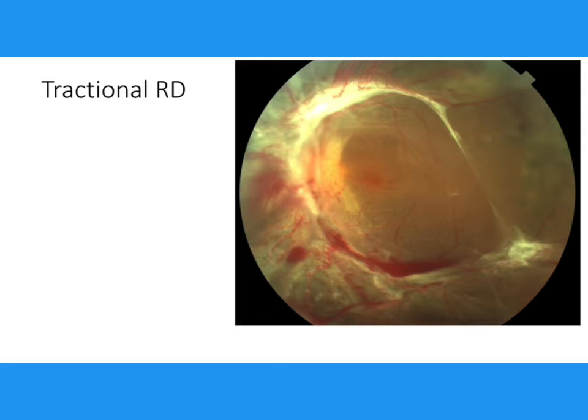the layer underneath. Okay, so this tractional retinal detachment is very common in diabetic cases, where in diabetic retinopathy cases tractional retinal detachment is more seen. Okay, so here you can see that there is a traction on this area, so due to this traction, retina is getting detached from the retinal pigment epithelium.